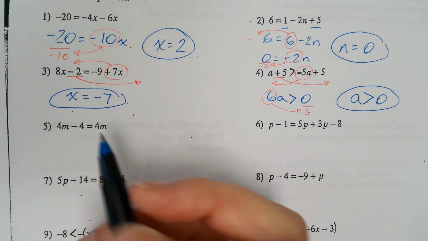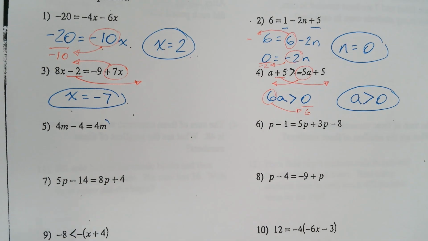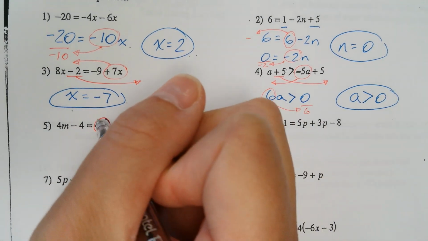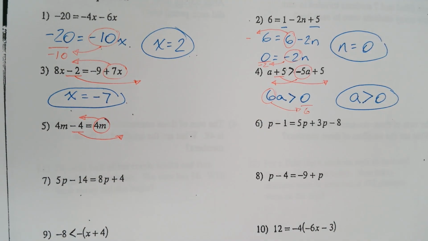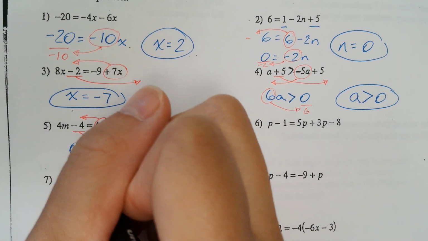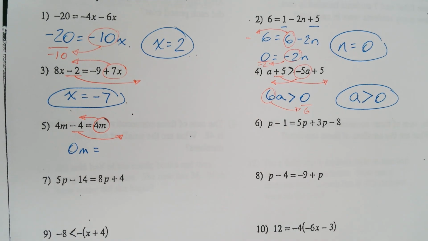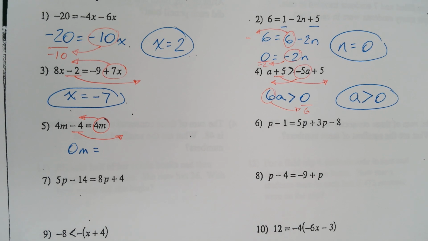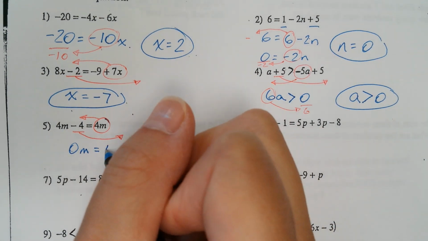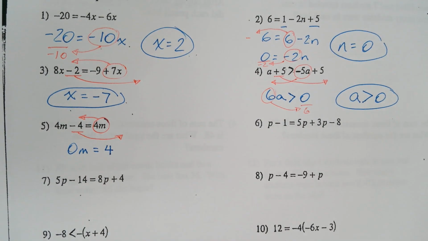Okay. This one. Move the 4m over. This one is a tricky one. How do I write my next line? What's 4m minus 4m? Yep. 0m. Usually we don't write that 0m. We don't write it, but I'm writing it here now because I want to show you guys. When I move it over, I get this.